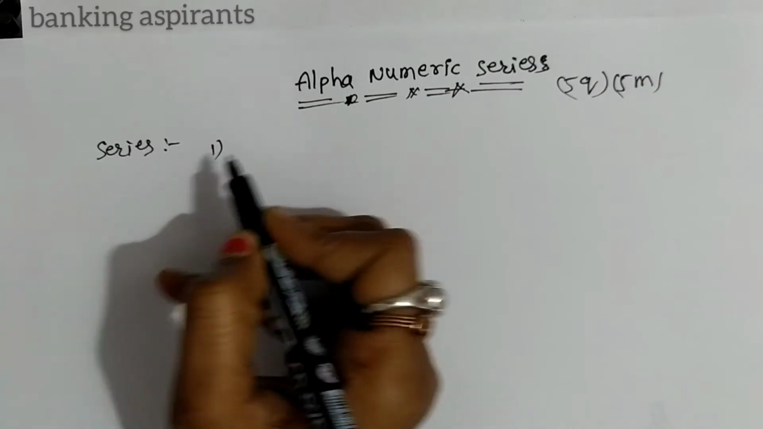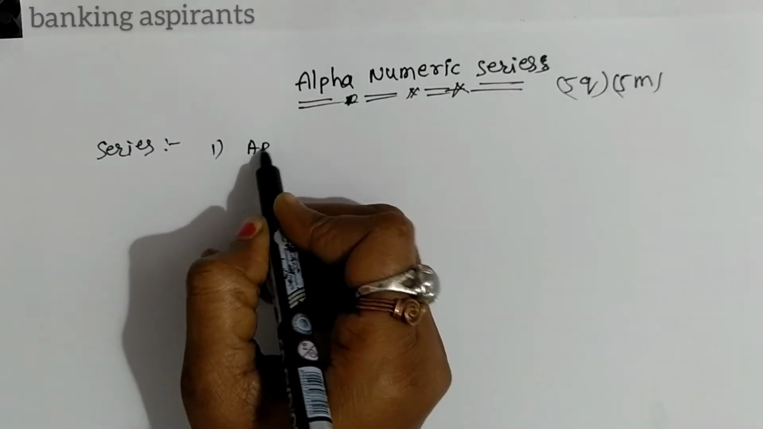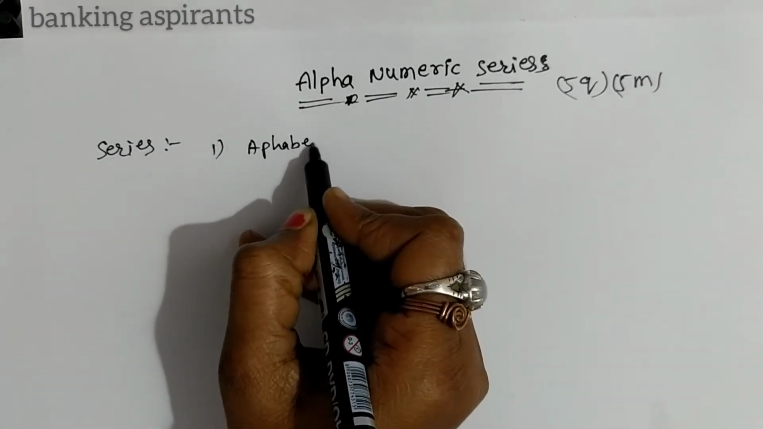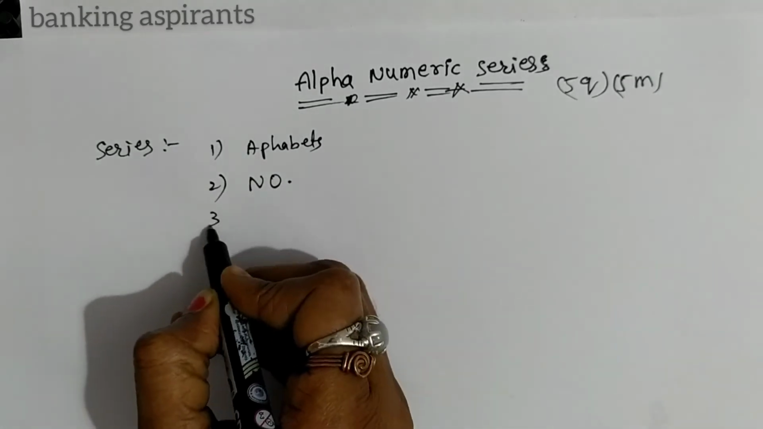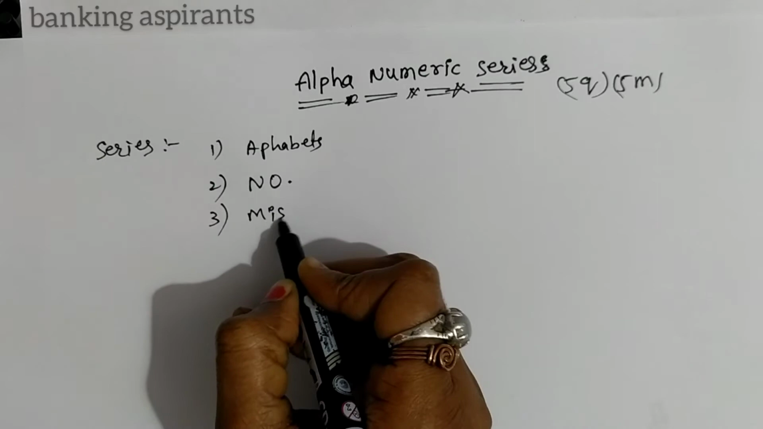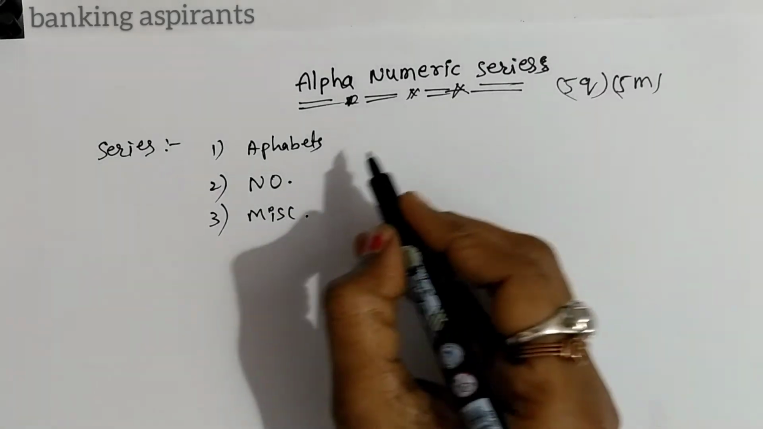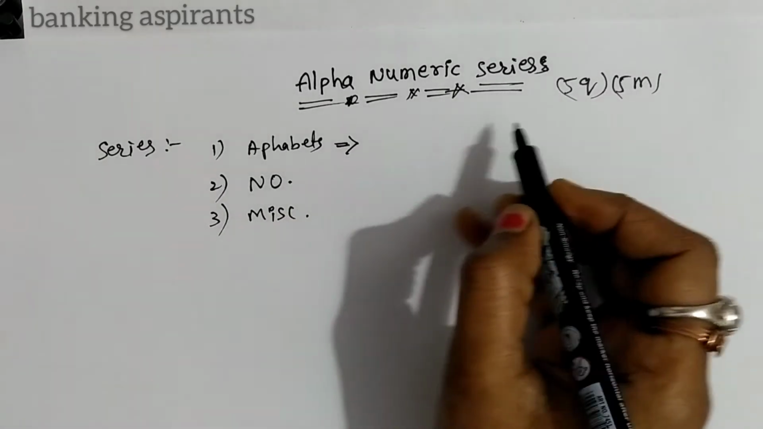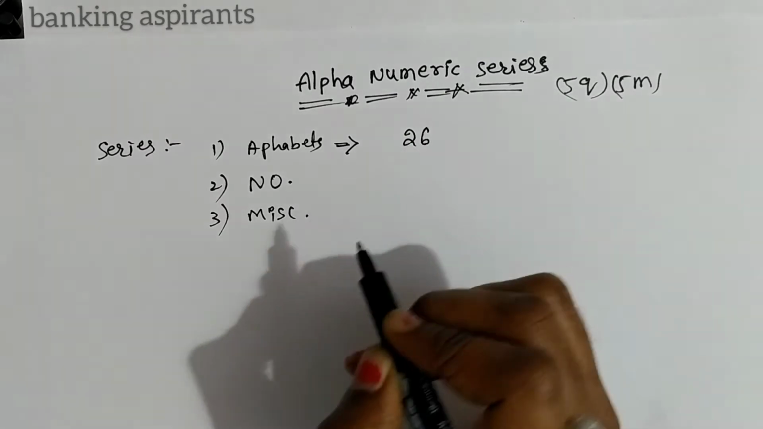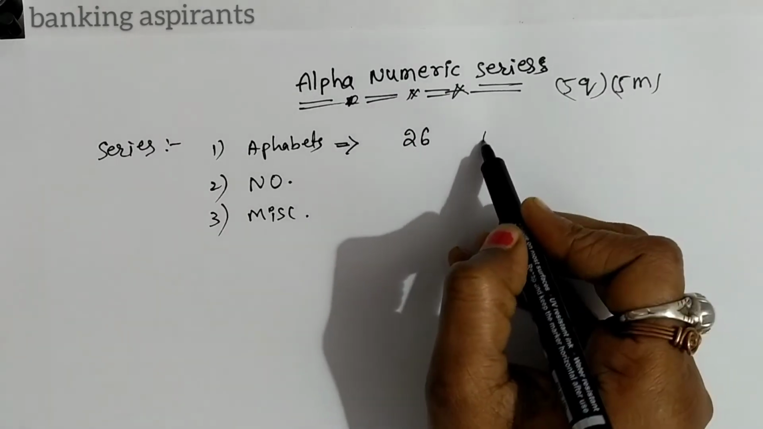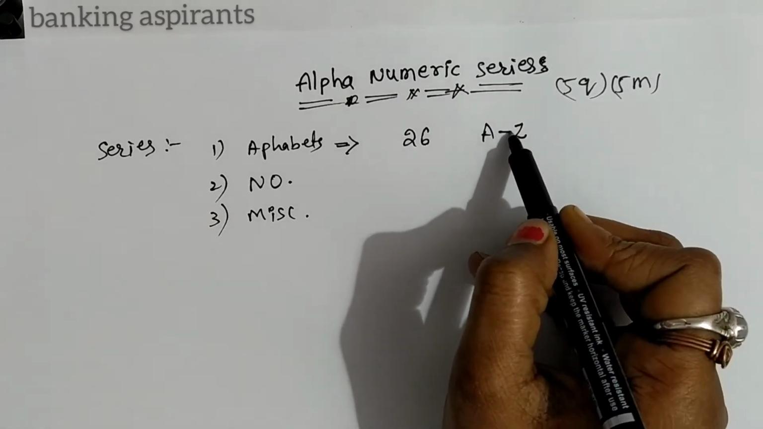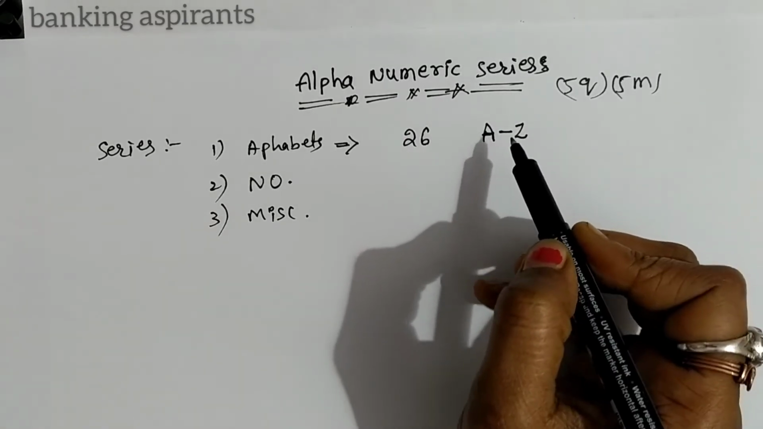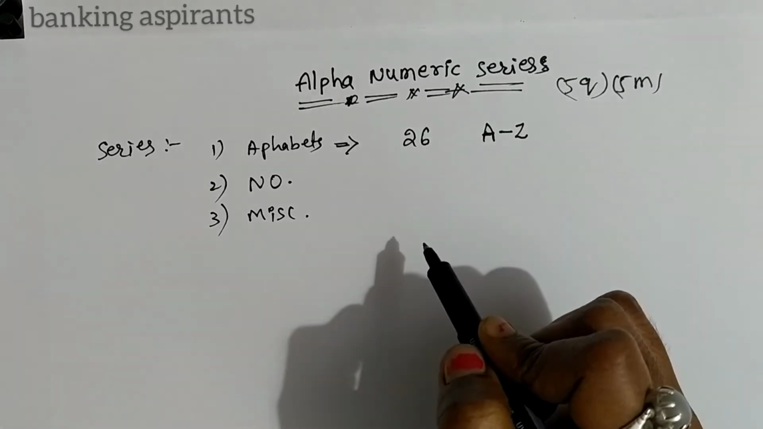First one is alphabets. Second one is numbers. Third one is miscellaneous. Coming to alphabets, we have 26 alphabets, A to Z. Here we have to learn position values of A to Z.